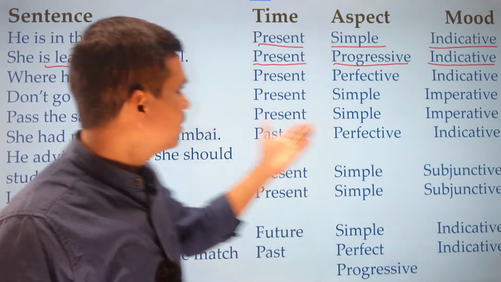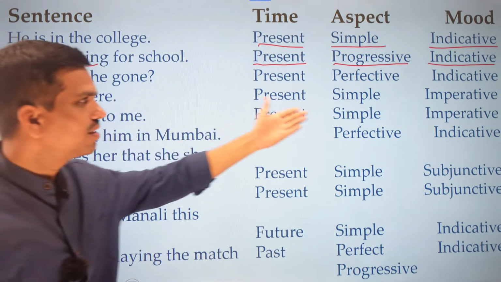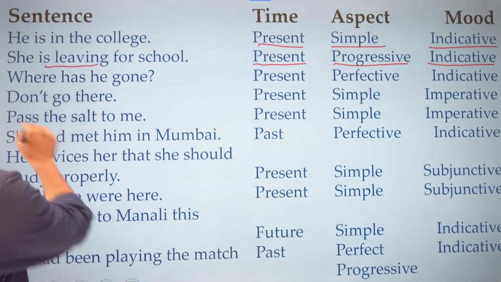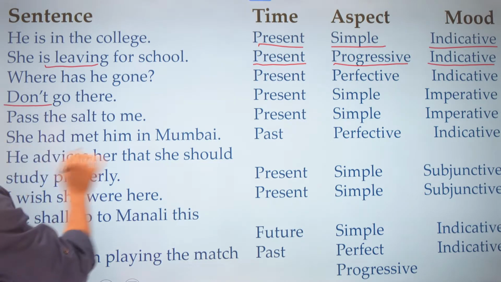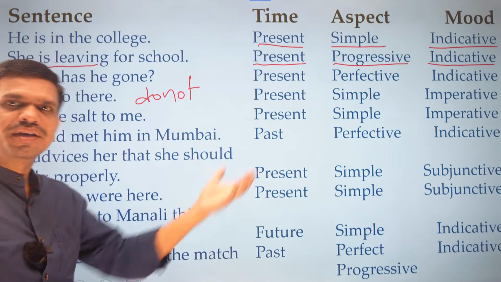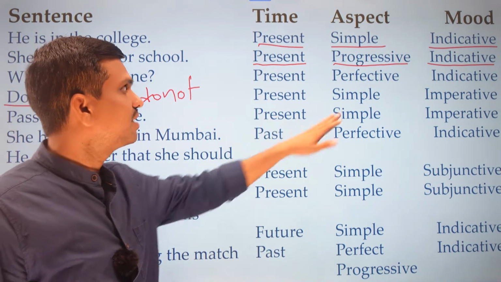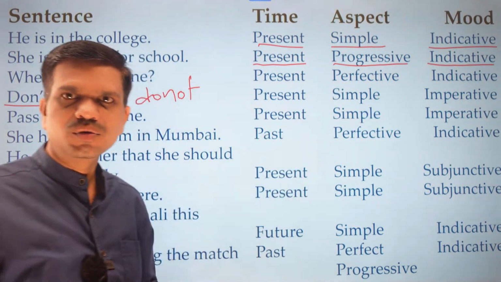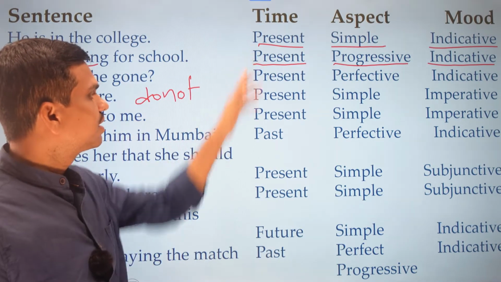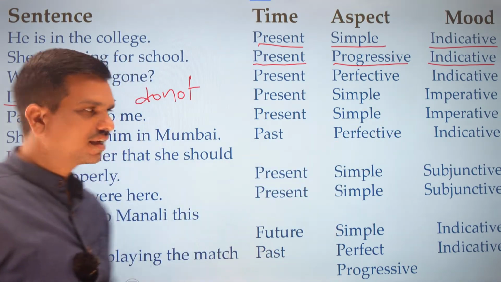Now in the next example, don't go there. Again time is present, aspect is simple, and mood is imperative, meaning the sentence has started with "do not". So this "do not" is in the imperative mood. Pass the salt to me. Time present, aspect simple, mood imperative, because we are requesting. Then, she had met him in Mumbai. Time past, "met", aspect perfective, and mood indicative.